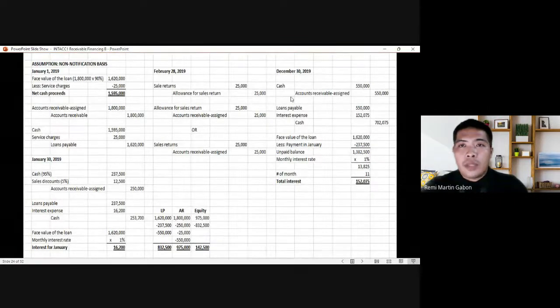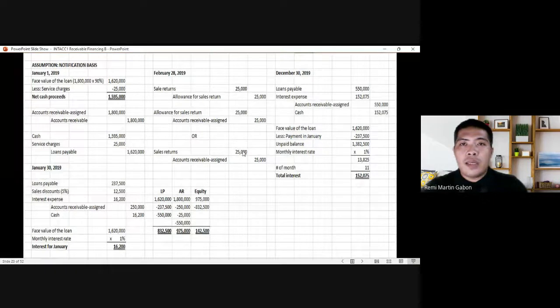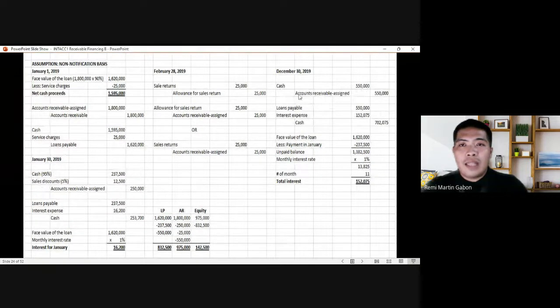as you can see under non-notification basis, we have separate entry, complete journal entry for the collection of the assigned accounts by debiting cash and credit accounts receivable dash assigned, and separate journal entry for payment with debit loans payable, debit interest expense, and credit cash. But under notification basis, as if we merge the entry.